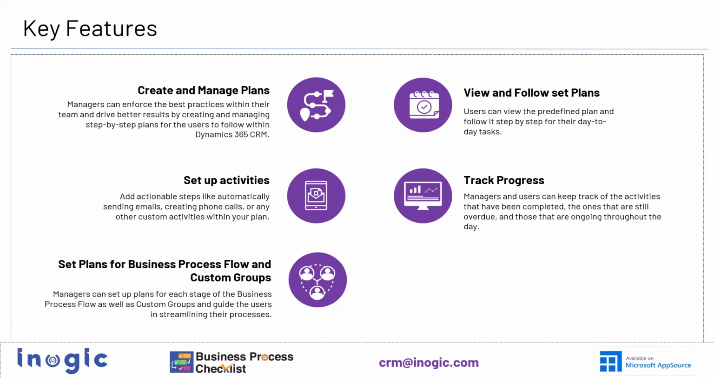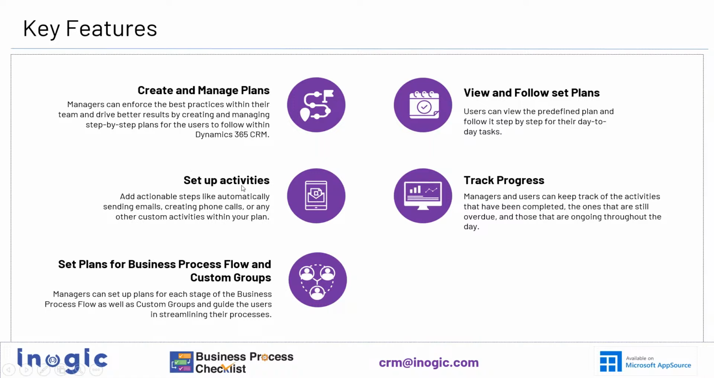With the business process checklist, managers can create step-by-step plans that outline the exact procedures the team members should follow. This ensures that everyone is on the same page and adhering to the most effective strategies. The best part is that you can seamlessly integrate these plans into the out-of-the-box business process flow. But don't worry, if you prefer a more tailored approach, you can also utilize custom groups in our solution. I'll make sure to explain that in detail during the demonstration.